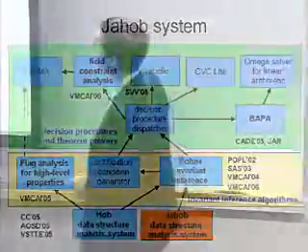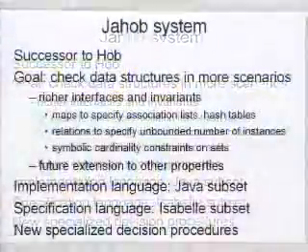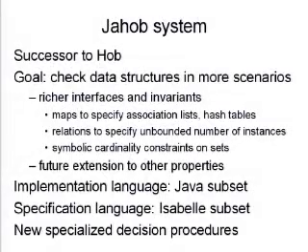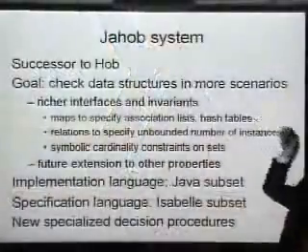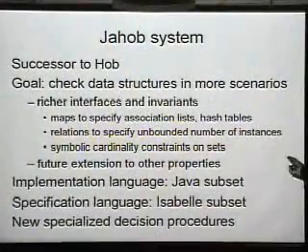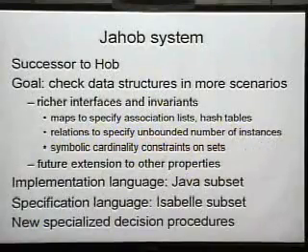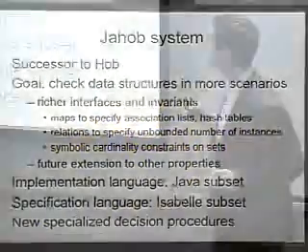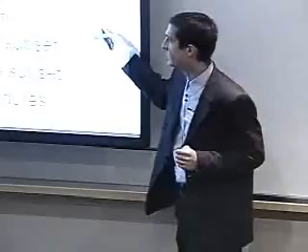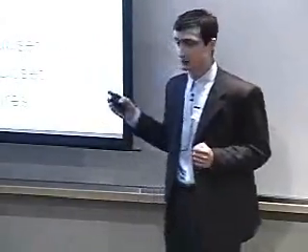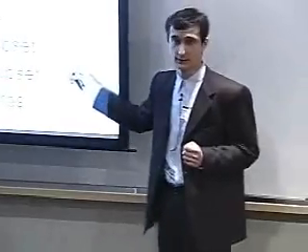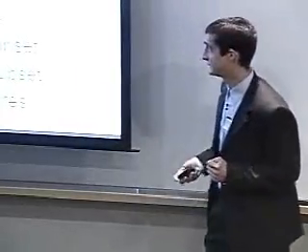And this ongoing work is in the context of the new system called JHub, whose idea is to basically check data structure consistency properties in a wider range of scenarios. Basically, we want to verify not only set interfaces, but also relation interfaces. We want to specify containers that have an unbounded number of instances, and we want a richer specification language. So here the implementation language is a subset of Java, and the specification language is actually a subset of the Isabelle interactive theorem prover.